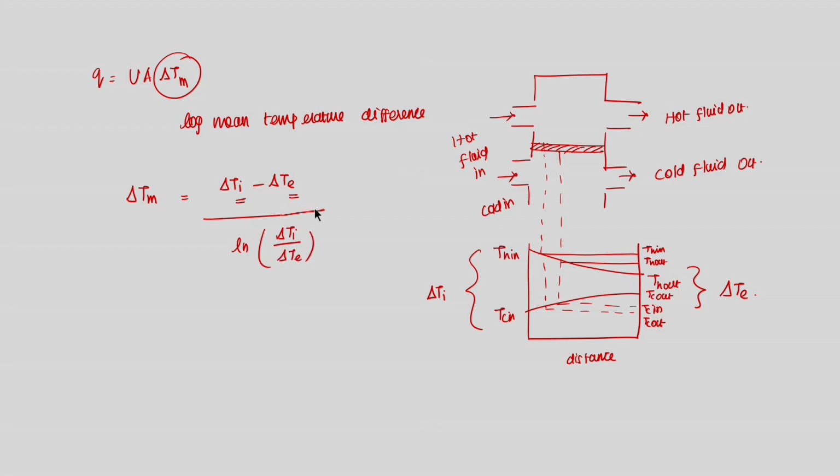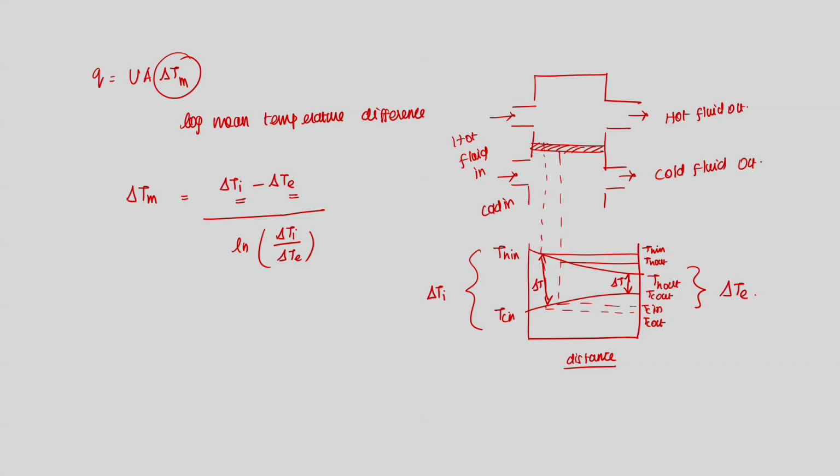So, why are we taking mean temperature difference? Because throughout the distance my delta T is varying. So, I cannot take one particular delta T. So, if you see here, this is the delta T here. So, it is the delta T here. Okay. So, it is varying along the length of the heat exchanger. That is the way we take mean temperature difference, logarithmic mean temperature difference.